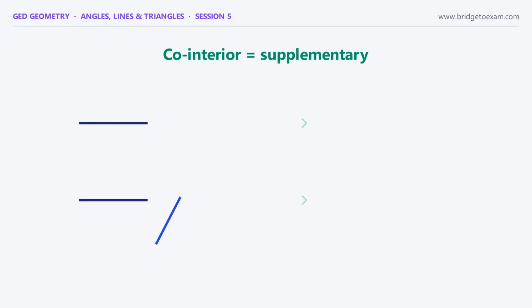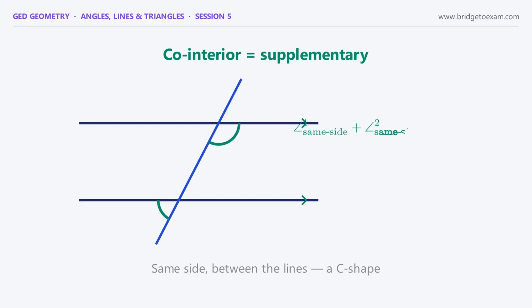The third rule is co-interior angles, also called same-side interior angles. Like the last pair, these sit between the parallel lines, but this time on the same side of the transversal. And here's the key difference. Co-interior angles are not equal. Instead, they are supplementary. They add up to 180 degrees. Tracing between them forms a C shape, and that C is a handy reminder. C for co-interior, and the 2 angles combine to make 180.